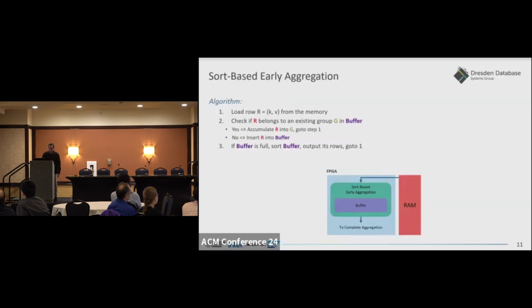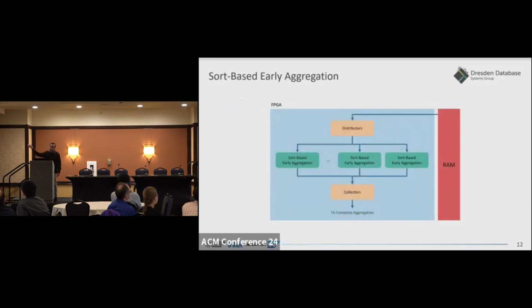Now, because of the complexity of this algorithm, the way it's typically implemented is via multiple modules that work in parallel. So you would distribute the rows to these modules, right? They would do the early aggregation, and then you would collect the sorted runs coming out the other side. This, of course, also means that the buffer of the early aggregation algorithm has to be split between these different modules.